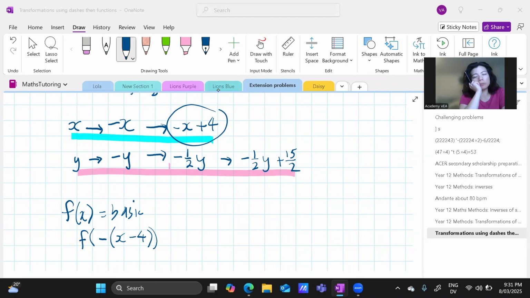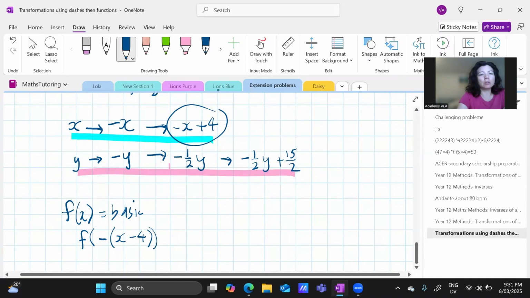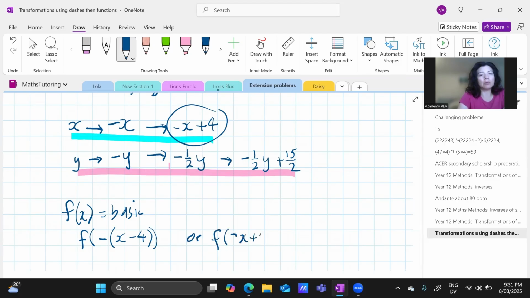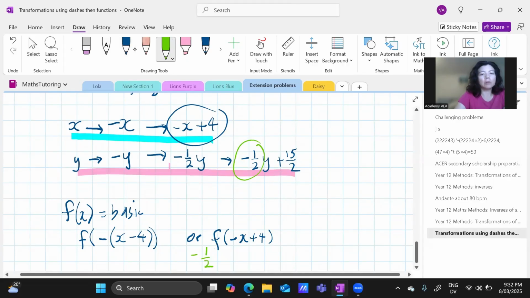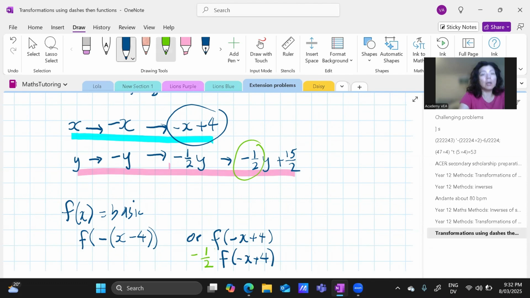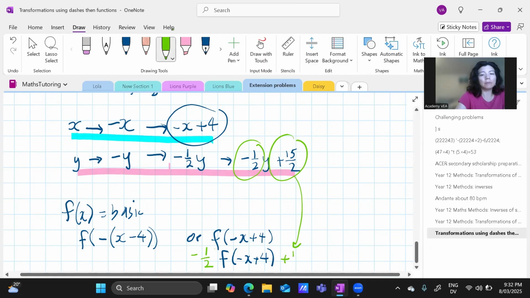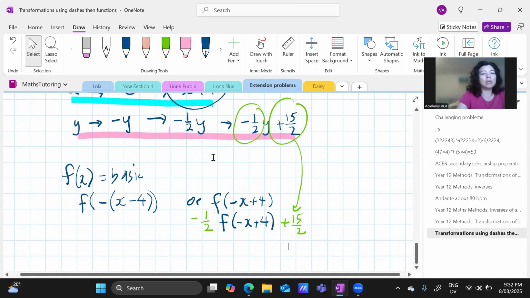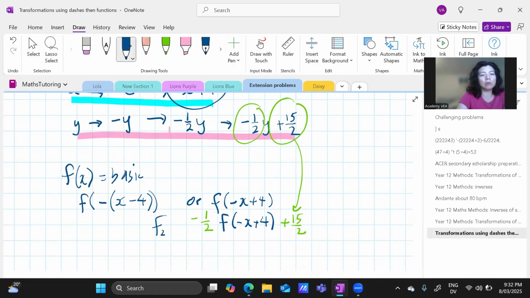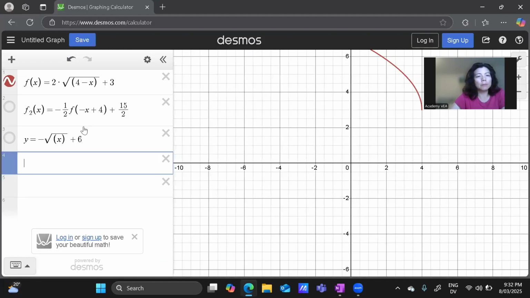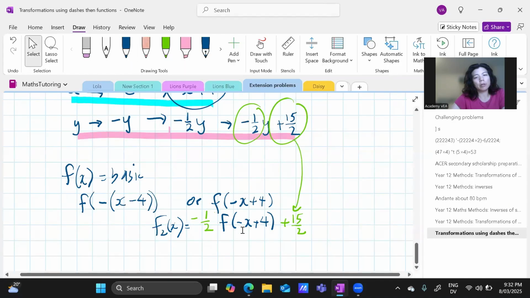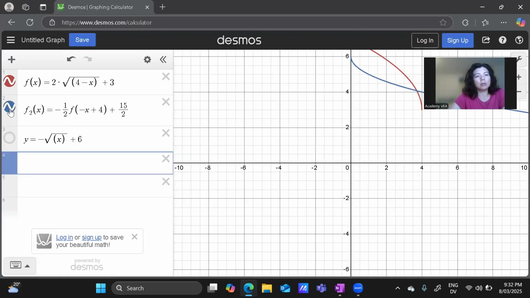Remember, everything's factorized in the x form. If you like, you could have also done it as f of negative x plus 4. Both of those are exactly the same. And the y bit means that you have to multiply f by a negative a half. So f of negative x plus 4 times negative a half. And then you add on the 15 on 2 at the end of that. And that's what I've done in my, I'm going to call it f2 of x. I've done it in my Desmos over here. I've got negative a half f of bracket negative x plus 4 plus 15 on 2. And that is my final version, the blue graph over here.